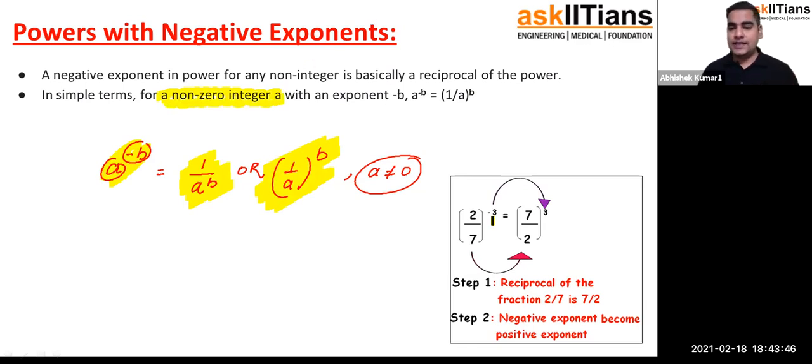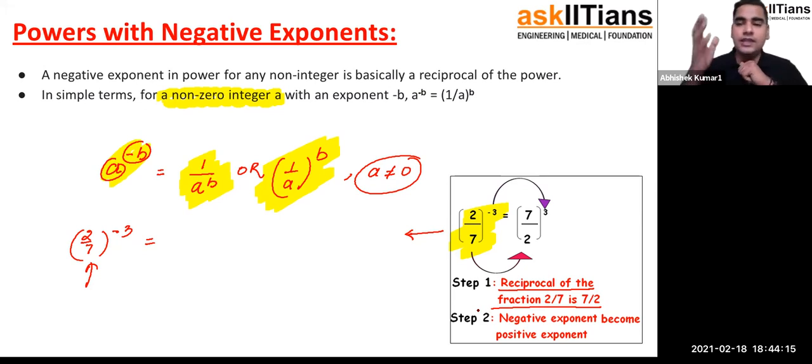For example, if you see here, you have 2 by 7 raised to the power minus 3. So if you observe this example, what they are saying, you have 2 by 7 raised to the power minus 3. Okay, so if you want to make this power positive, what you should do is you should take the reciprocal of the term which is there in the base. That's what they have written. Reciprocal of the fraction 2 by 7 is 7 by 2. That means whatever term is written in the base, it does not matter whether that term is a fraction, an integer or any other value, you just take the reciprocal of that.